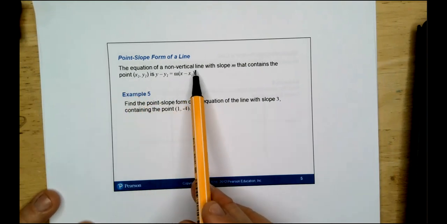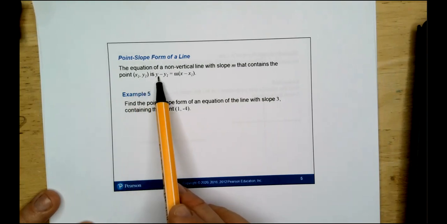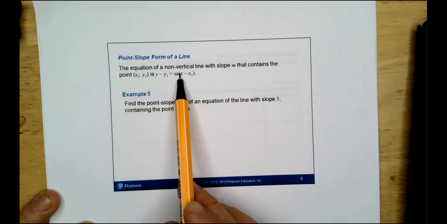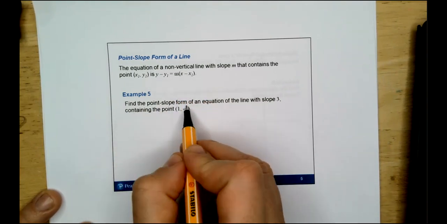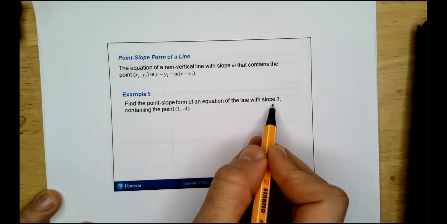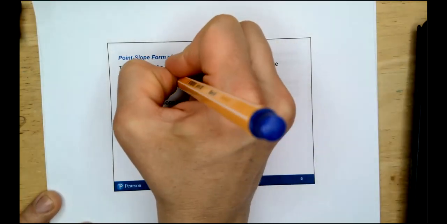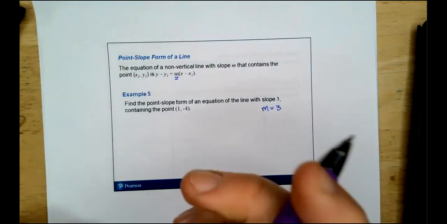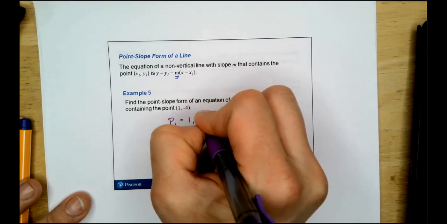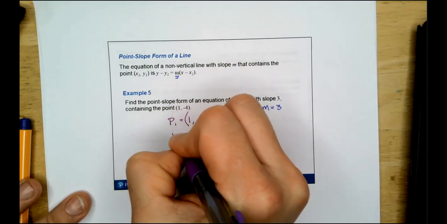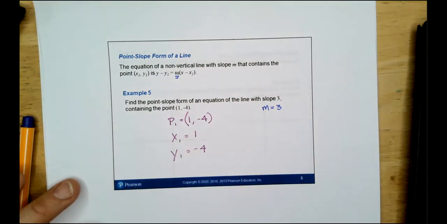The equation of a non-vertical line with slope m that contains the point x1, y1 is y minus y1 equals the slope times x minus x1, okay? So find the equation of the line with slope 3, that means that m is 3, containing the point 1, -4. So P1 is 1, -4. So that means my x1 is 1, my y1 is -4, right?